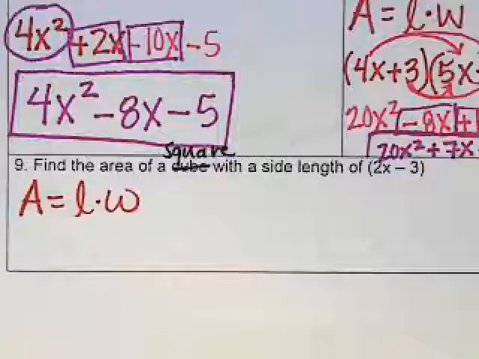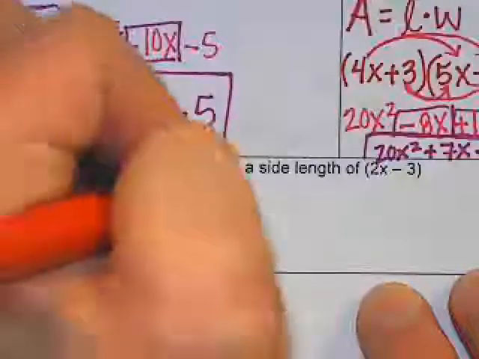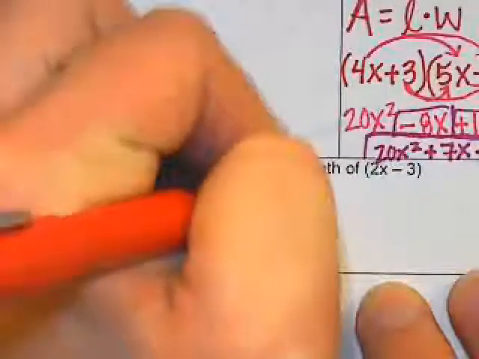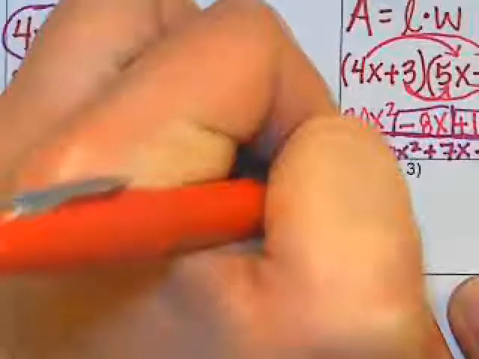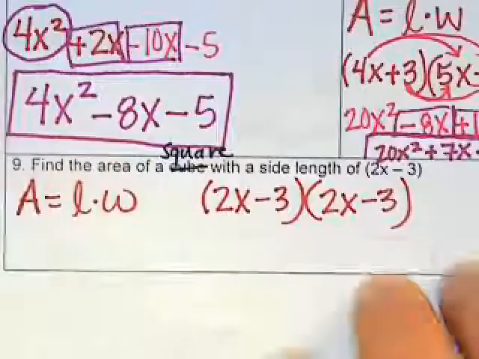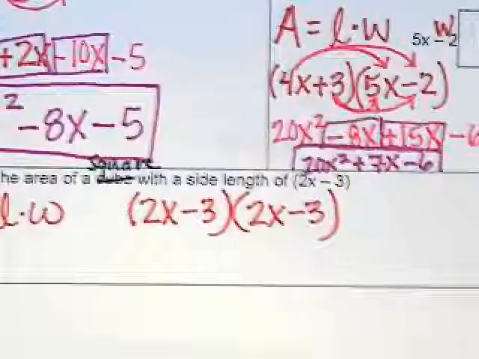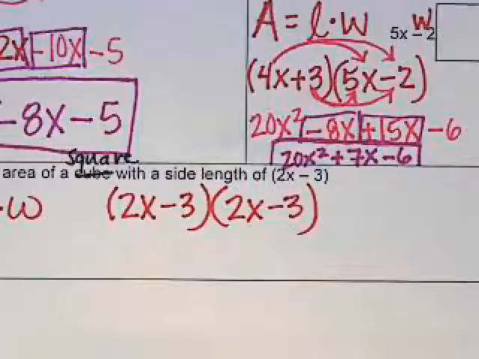Okay. Do I know the length? Yes. Do I know the width? Yes. They're the same because it's a square. And I'm multiplying, so I need to do 2x minus 3 times 2x minus 3. My parentheses are touching with no symbol, so this is multiplication. Double distribute.